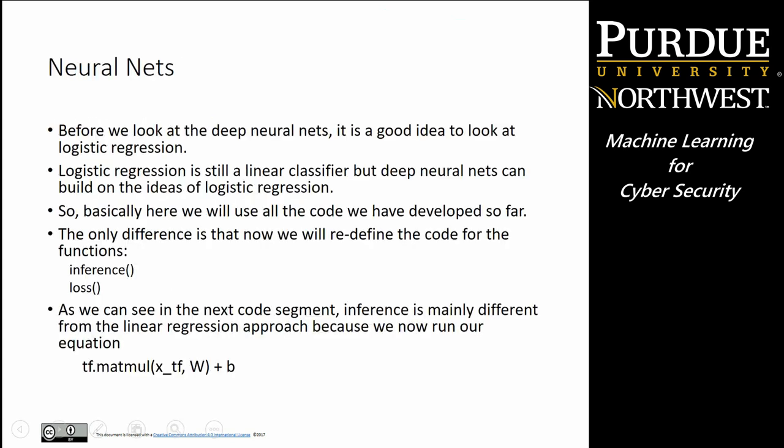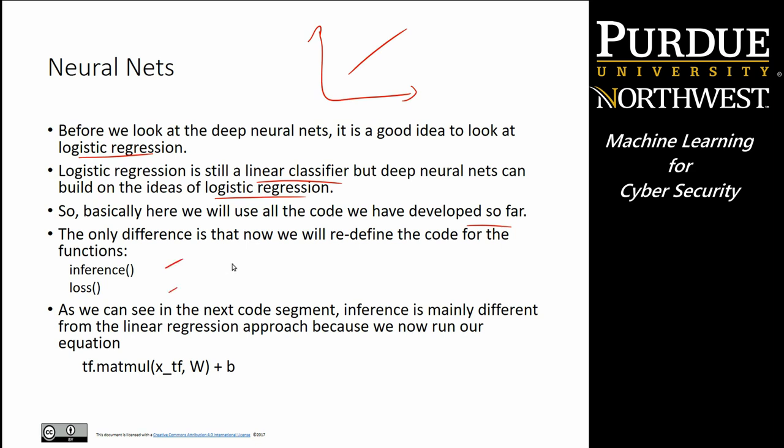All right, so neural nets. So before we look at the deep neural nets, it's a good idea to look at logistic regression. So logistic regression is still a linear classifier, right? So it still creates a boundary that's still linear, right? So remember, that means it's still doing that. But deep neural nets can build on the ideas of logistic regression. So basically, here we will use all the code that we have developed so far, right? And now we can just make some modifications, in particular to the loss function and to the inference function. That's the only place where we need to make changes. And I've set that here, so we only need to change these two functions.